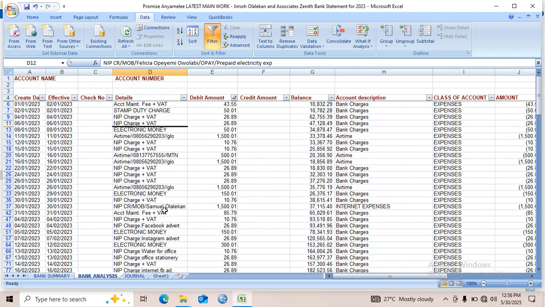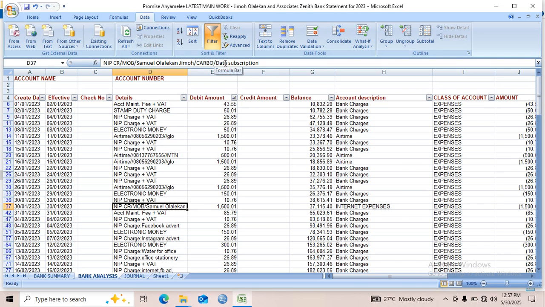And we saw Samuel Olalekon at the amount there. So we won't know if this is a bank charge or not, because this amount is big. So what we'll do is we will click on it. Once we click on it, we go to the description, that is this place here. We will read everything that is here.